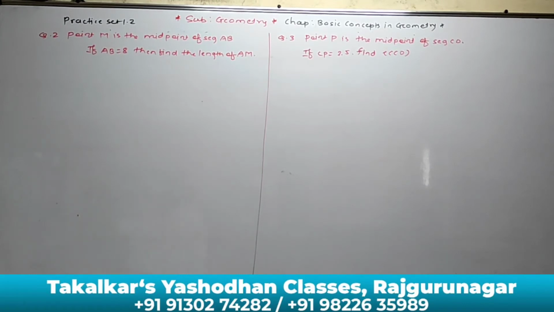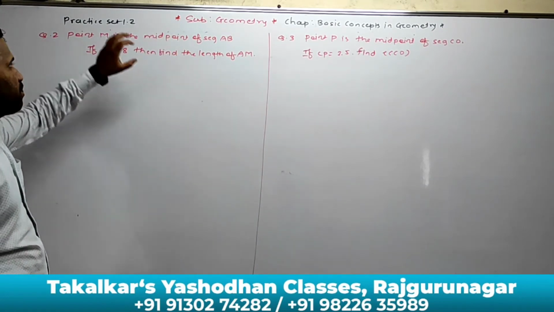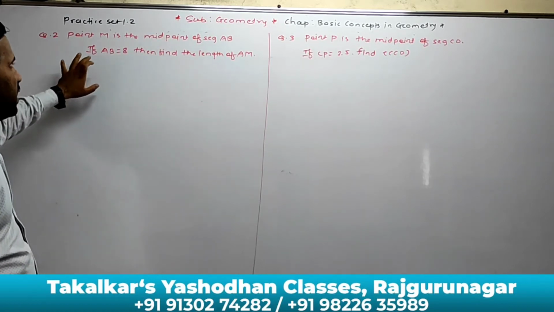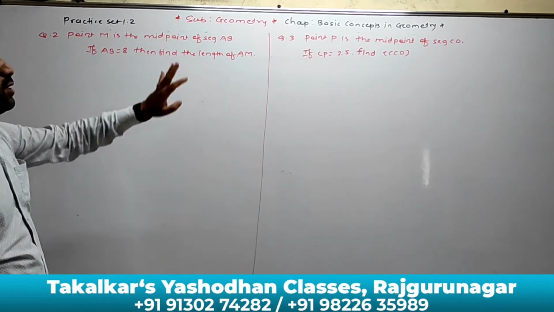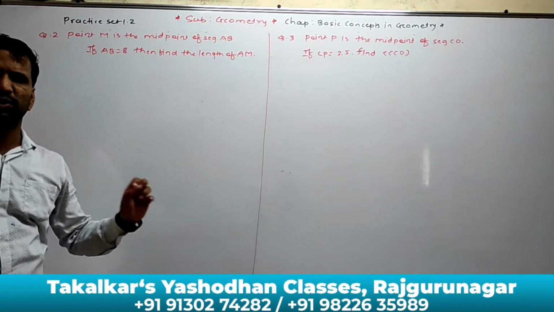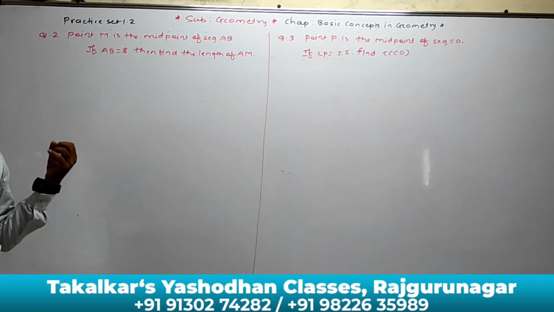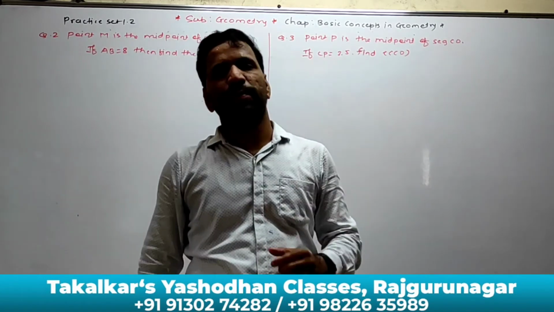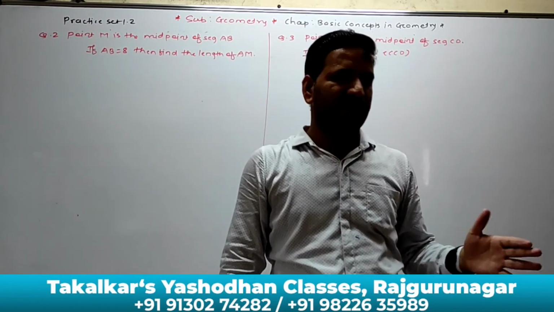Okay. So question number 2. Look at the question number 2. Point M is the midpoint of segment AB. If AB is 8, then find the length of AM. Quite simple है. अतिशय सोपं example है. And it is going to be used in 9th standard also and 10th standard. आपल्याला हे पुढे 2 वर्ष लक्षात ठेवायचं आहे.